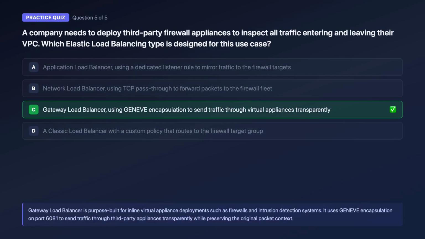If you said C, well done. Gateway load balancer is the purpose-built choice for inline virtual appliance deployments: firewalls, intrusion detection systems, deep packet inspection. It uses GENEVE Encapsulation on port 6081 to pass traffic through the appliance fleet transparently, preserving the original packet context so the appliance sees the real source and destination.